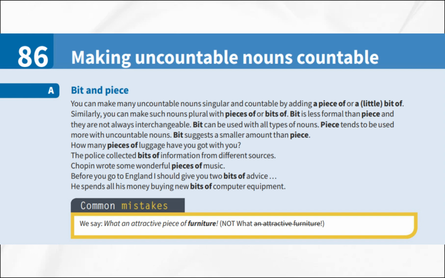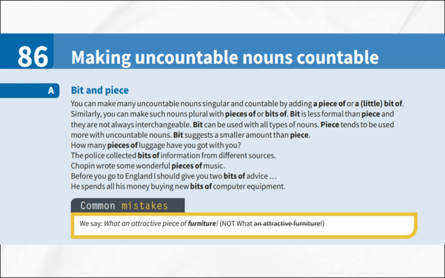Today, we are going to learn how to make uncountable nouns countable. While uncountable nouns cannot be used with numbers directly, we can count them by using special words or phrases that describe a specific quantity or unit. This is very useful for everyday communication. So, let us get started.